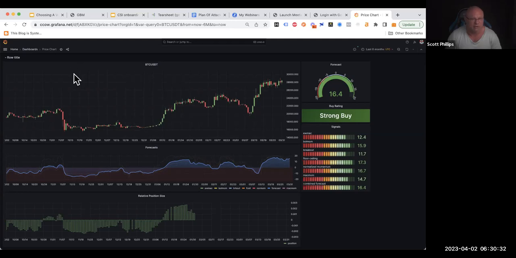It hasn't thrown a bug. We had one small bug with Bybit when we onboarded a new exchange.